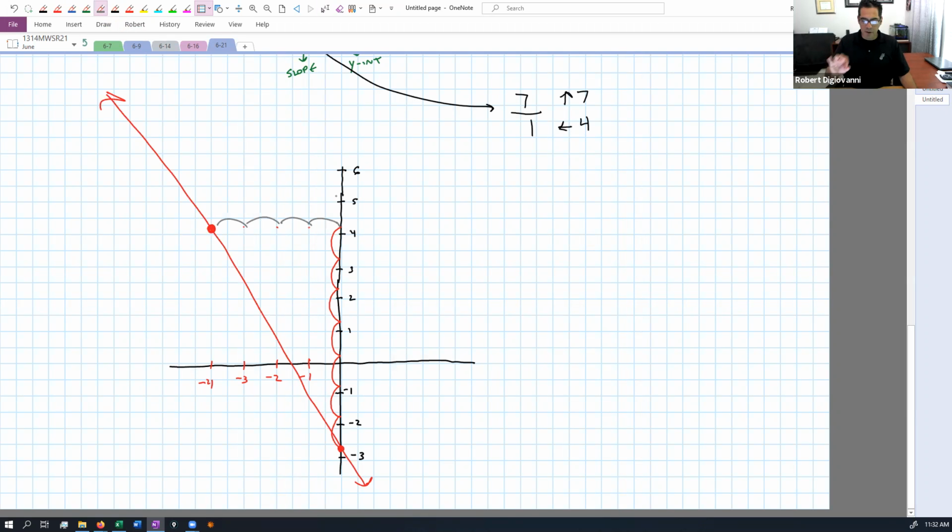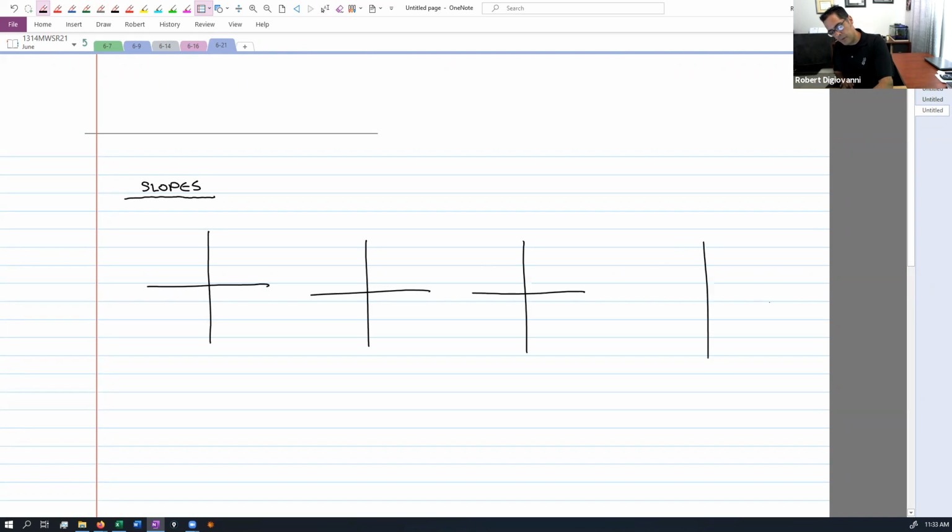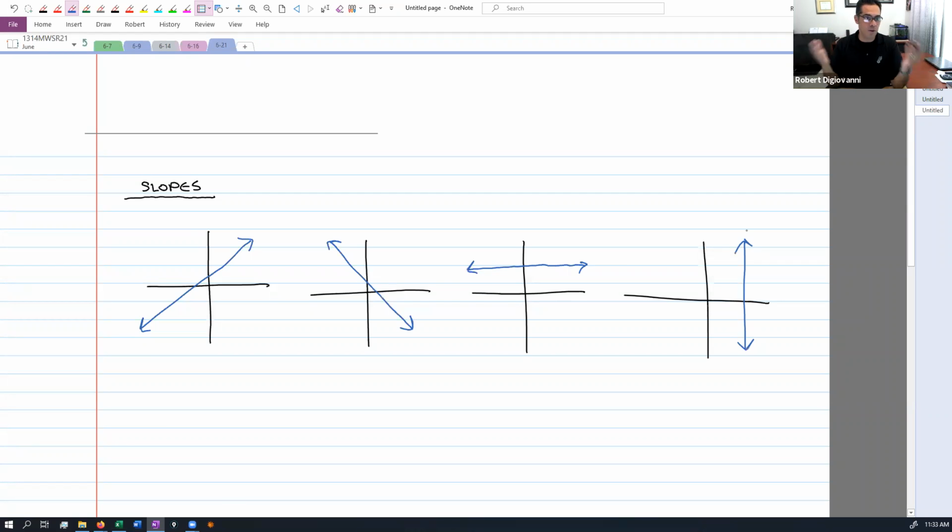Okay, I said I was going to give you a few, but let me cover a couple more things before we do that. Slopes. Let's just talk about slopes for a second. Let me give you 4 different scenarios that you could have when you draw a line. You could have a line that goes up, or one that goes down, or a horizontal line, or a vertical line. Those are the only 4 possibilities when you draw a line.